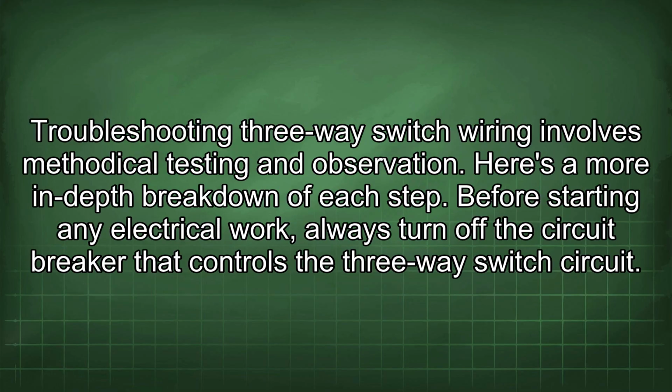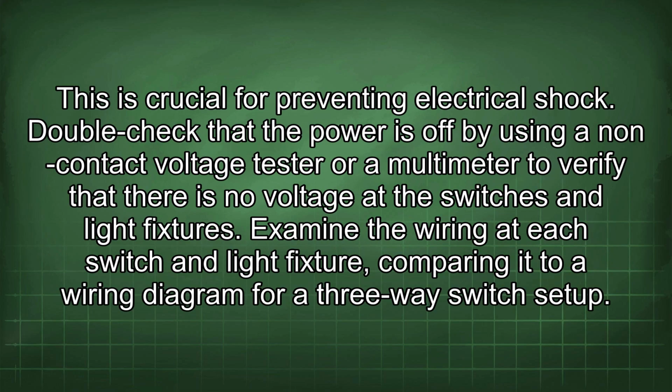Troubleshooting three-way switch wiring involves methodical testing and observation. Here is a more in-depth breakdown of each step. Before starting any electrical work, always turn off the circuit breaker that controls the three-way switch circuit. This is crucial for preventing electrical shock. Double-check that the power is off by using a non-contact voltage tester or a multimeter to verify that there is no voltage at the switches and light fixtures.